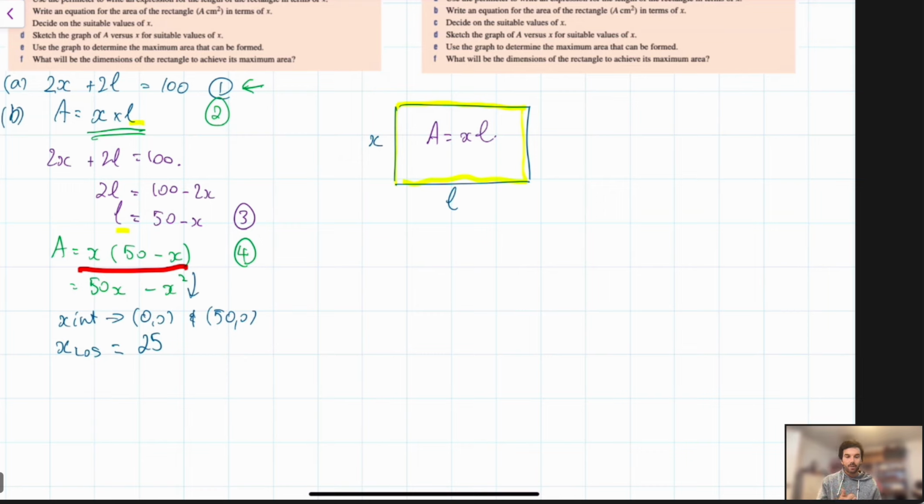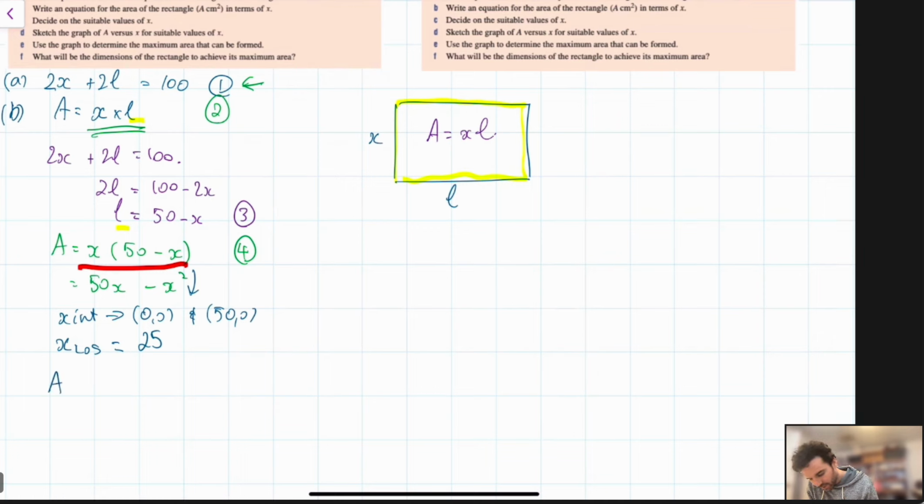We've found the line of symmetry, and we're going to plug that in and find out what the turning point is, and hopefully this will be a maximum. So let's plug that in to our original formula.